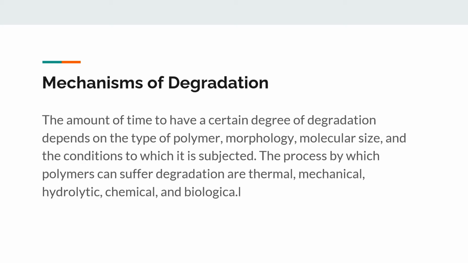Now we are going to talk about the mechanisms of degradation. The amount of time to reach a certain degree of degradation depends entirely on the type of polymer, morphology, molecular size, and finally the conditions to which it is subjected. The processes by which polymers can suffer degradation are thermal, mechanical, hydrolytic, chemical, and biological.